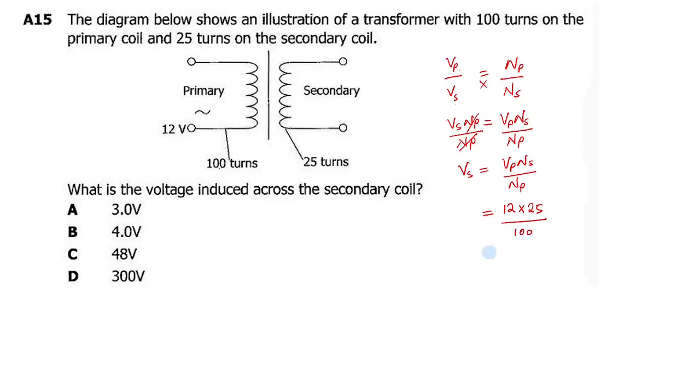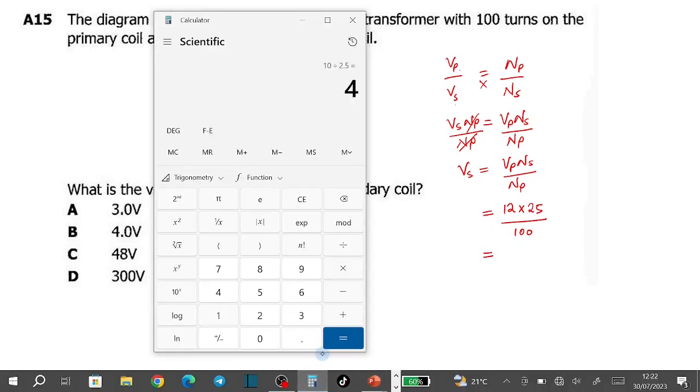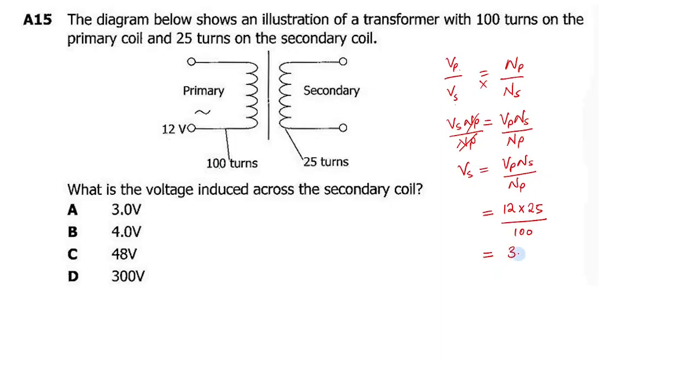Now we are going to do the evaluation using our calculator. 12 times 25 equals, divided by 100, which is 3. So this will be the 3 volts here. So the answer will be A.